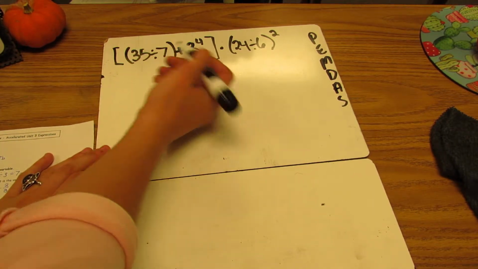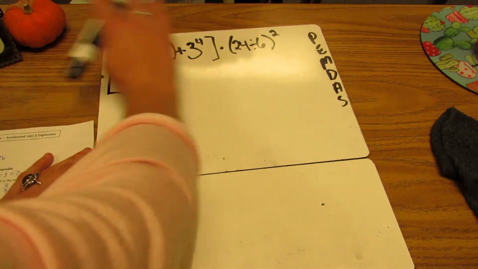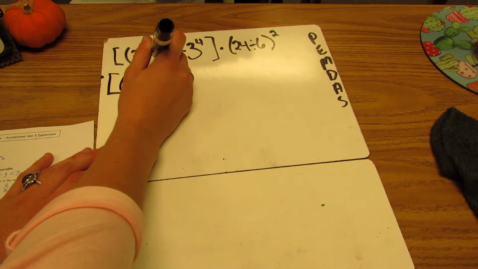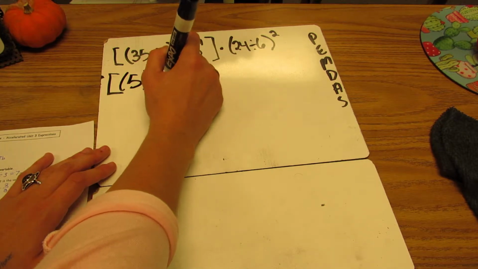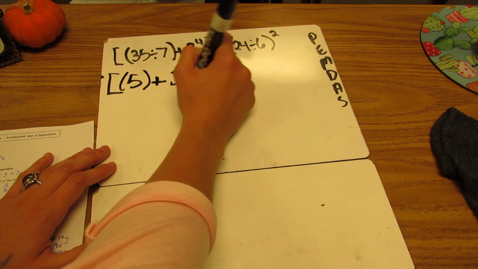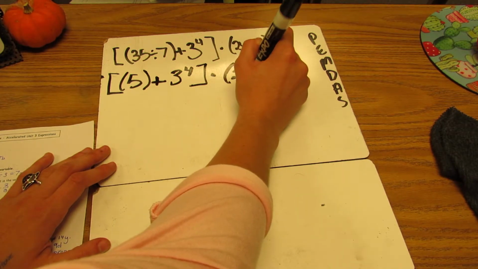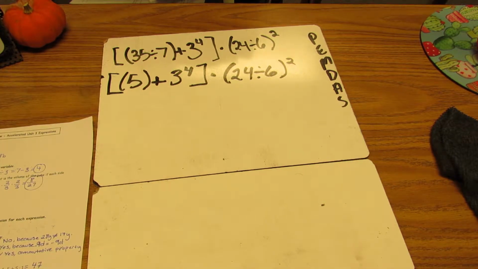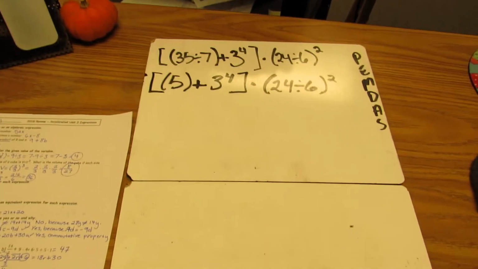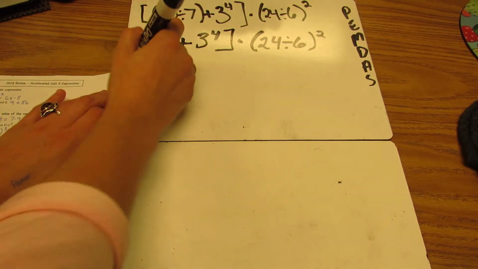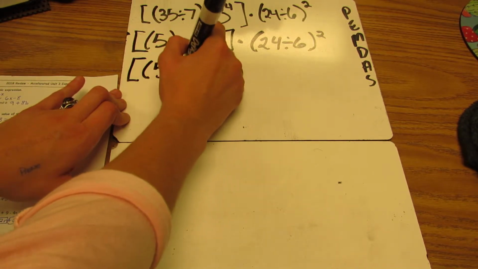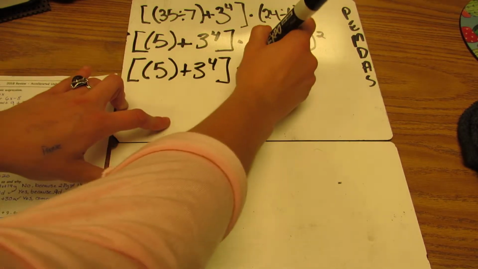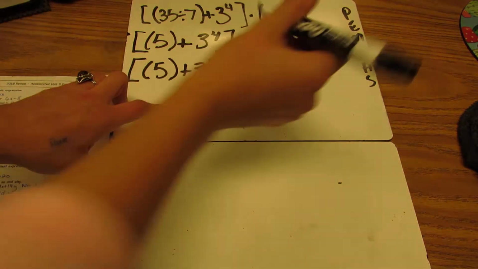I'm going to evaluate 35 divided by 7, and I'm going to rewrite my whole expression. I'm not even going to worry about evaluating anything else. Even if I see parentheses, I will evaluate that next. So 35 divided by 7 gives me 5, plus 3 to the 4th, bracket, 24 divided by 6 squared. Now, am I done with evaluating my parentheses? No, I am not, because I still have some parentheses to evaluate. So I'm going to rewrite my expression. Now I'm going to evaluate 24 divided by 6, which gives me 4. Now I'm done with my parentheses.